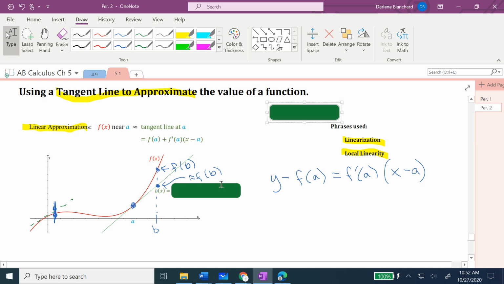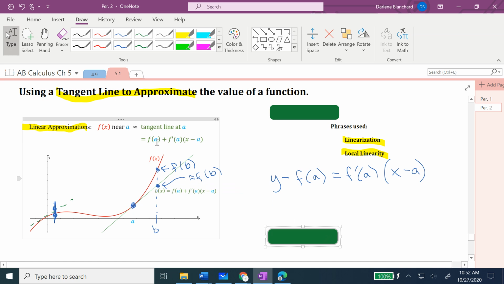And then all you have to do from there is add f of a over to the other side to get the formula for a linear approximation, which we have looked at before, but I wanted to say it again here because of the issue of what do we look at to determine if it's an over or an under approximation.